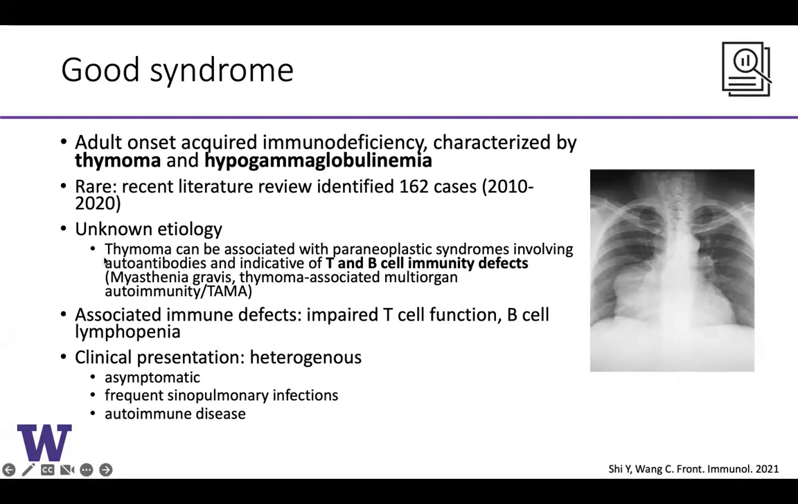The exact cause of the immune dysregulation is not defined, but it is thought that thymoma, with abnormal T cell development due to an abnormal thymic environment, leads to both T cell and subsequent B cell immunity defects, resulting in impaired T cell function, B cell lymphopenia, and certainly hypogammaglobulinemia. And so presentation can be very heterogeneous. Some patients are not symptomatic, but they can have frequent and severe sinopulmonary infections and also autoimmune disease.